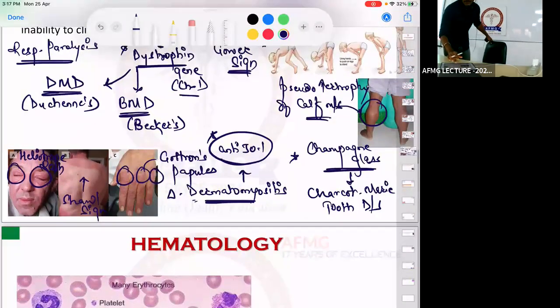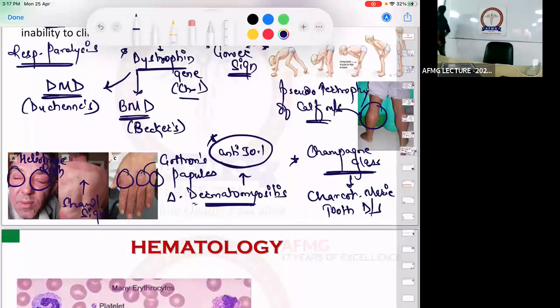So guys, all those online also participate. Strawberry gums are a feature of which vasculitis? Which fever?